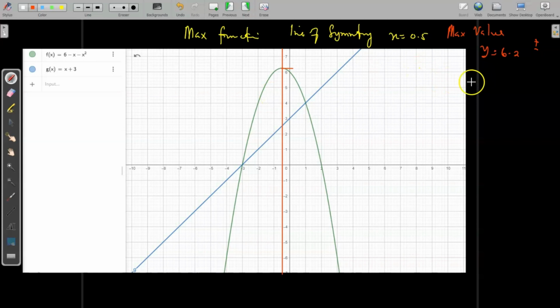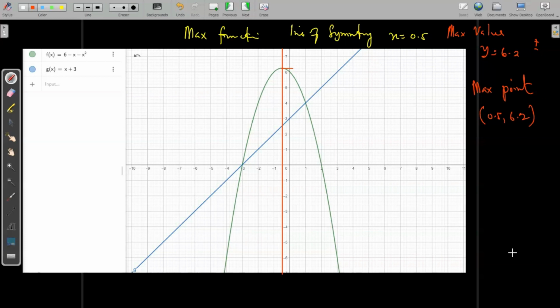Now, if the question demanded the maximum point, then as I said, you put the two components together and the answer will be 0.5, 6.2. Please, are we all clear? Yes, sir. Okay. Now, I'm going to show you another way you can cross-check whether your answers are right or close to being right.